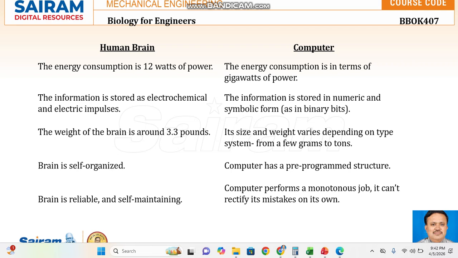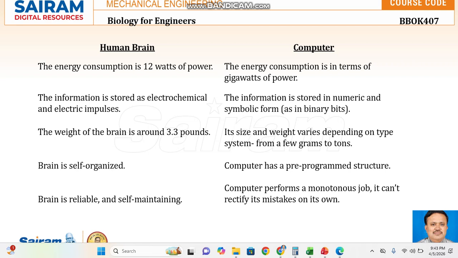In the human brain, the energy consumption is 12 watts of power. But in a computer, the energy consumption is in terms of gigawatts of power. So the human brain's energy consumption is only 12 watts, but in a computer the energy consumption is measured in terms of gigawatts. In the human brain, the information is stored as electrochemical and electric impulses. But in a computer, the information is stored in numeric and symbolic form, that is binary digits.